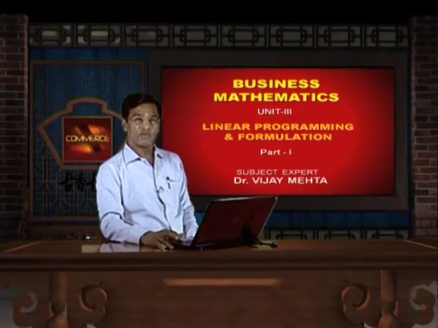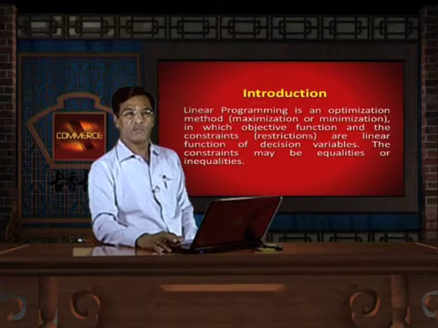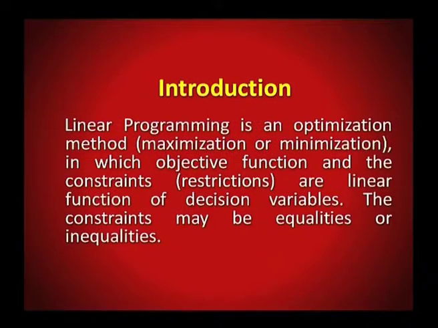The linear programming problem is an optimization problem. It is maximization or minimization. In this problem, the objective function and the constraints, which are the restrictions, are all linear functions of variables. The constraints may be inequalities or equalities.